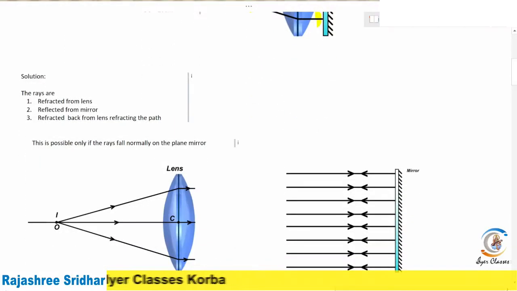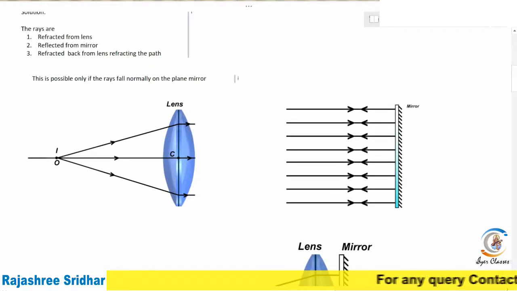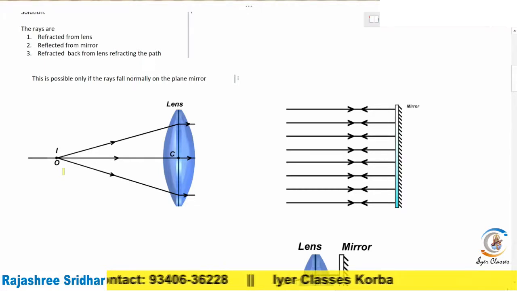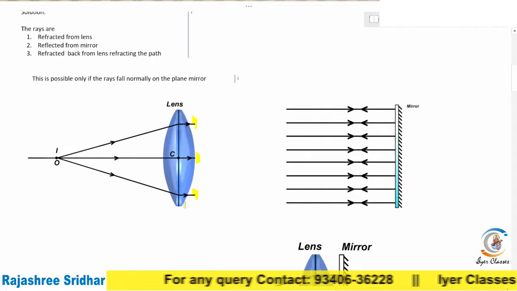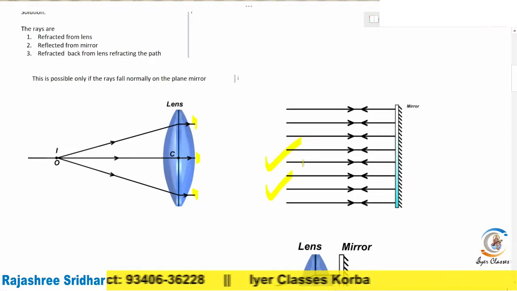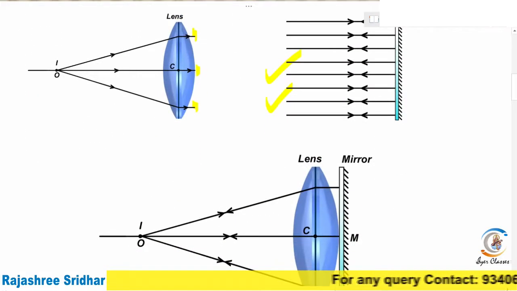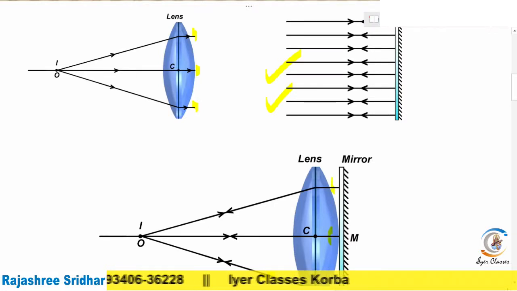The object is placed here, O is the object, and the rays emerge out. After refraction from the lens, you can see that the rays move out parallel to the principal axis. This refracted ray will now fall on the plane mirror, as we have shown separately. If you combine these two, you can see that the rays will retrace the path and again fall on the position of the object, right?